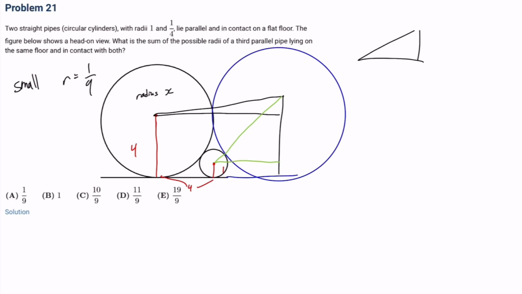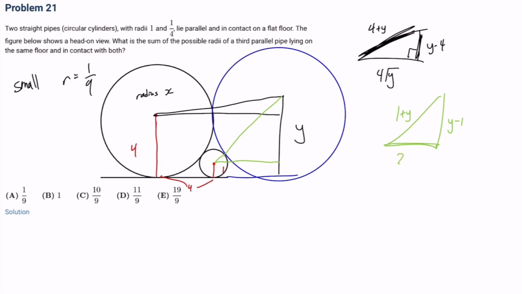Let's do it again. Set this as y this time. So this length is going to be 4 plus y, and this is going to be 4 minus y. And so same thing, this will be 4 root y, 4 root y using Pythagorean theorem. For the green one, this is going to be 1 plus y. This is going to be y minus 1. Oh, I'm sorry, I should have said y minus 4. But then this is still the same, because y minus 4 squared is equal to 4 minus y squared. And here this is going to be 2 root y.